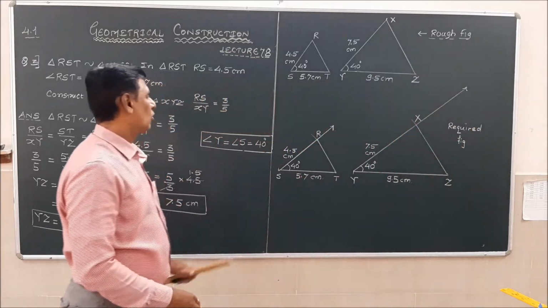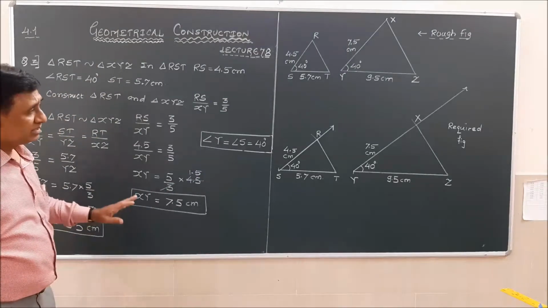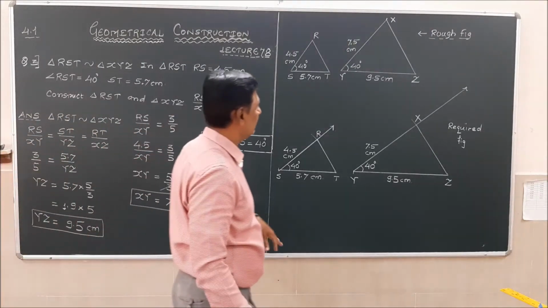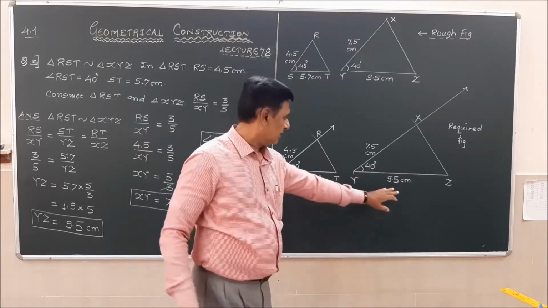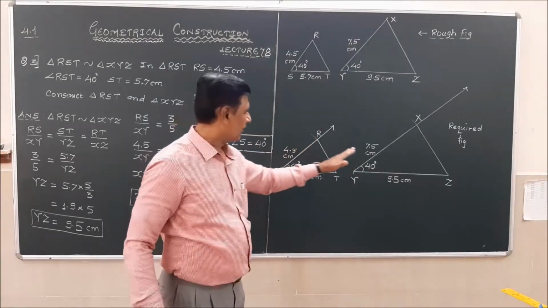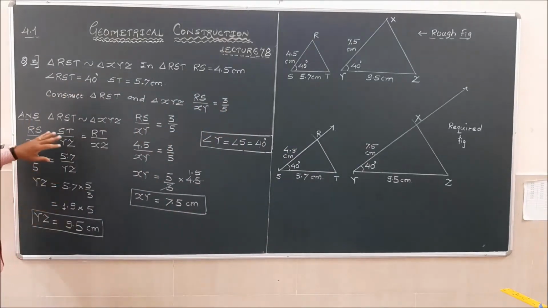Rough sketch, required sketch, very simple. You will surely find it. Please see that you have not missed out anything. I will label the figure properly. 5.7, 9.5, 4.5, 7.5. Very, very important. Okay, so this is how you will find that question number 3, exercise 4.1, page number 96.